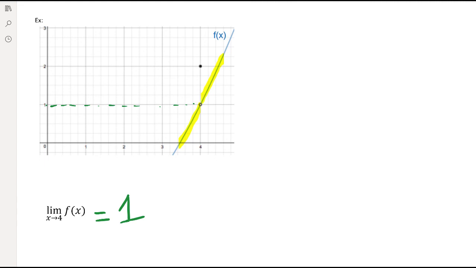But what about the open dot? Remember, limits do not care about what happens at x equals 4. All they care about is the trending behavior. So whether you have an open dot or closed dot there at x equals 4, that has no effect on the limit.